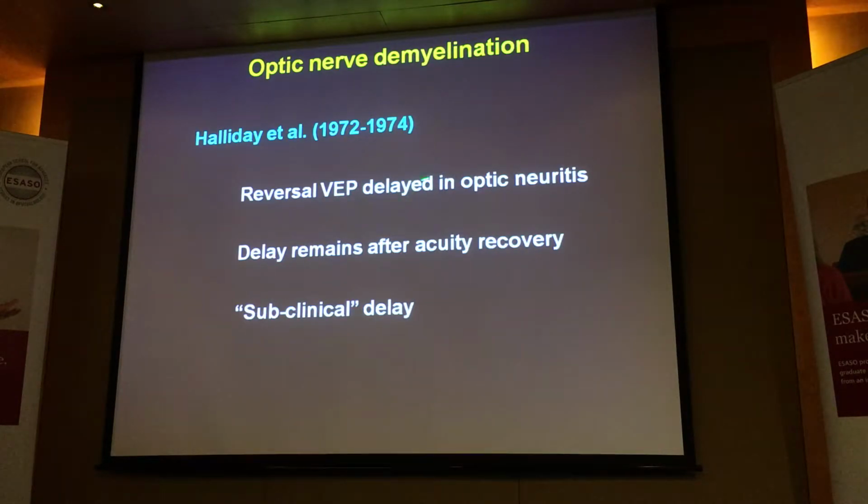He firstly showed that reversal VEP was delayed in optic neuritis, acute manifestation of optic nerve demyelination. That delay remained after the acuity had recovered, but most important of all, and this fundamentally changed neurological practice at the time, was that you could get subclinical delay. So an eye with no signs or symptoms of optic nerve disease could still show a conduction delay. This absolutely revolutionized neurological practice.